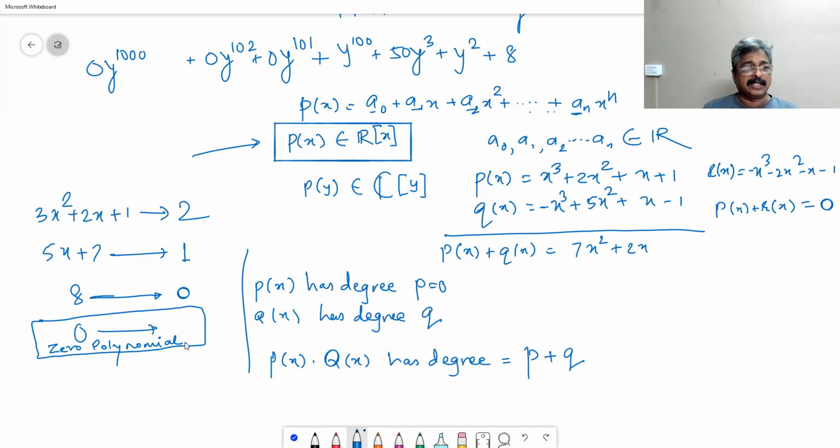Any other constant other than 0 is a non-zero polynomial having degree 0, because 8x raised to 0 is a polynomial with degree 0. But we will be in trouble if it is 0. So we are not saying that it is not defined. Maybe if we define what degree is, in that case we might not be able to define the degree of the zero polynomial.